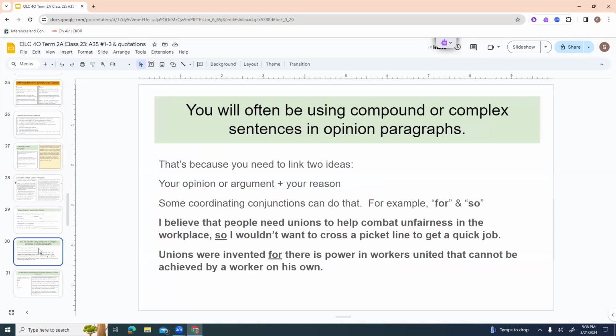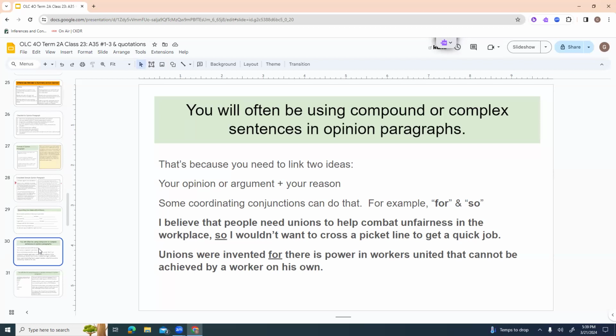So in this kind of writing, you're often going to be using compound or complex sentences because you're trying to link two ideas, your opinion plus your reason. So coordinating conjunctions can do that. For example, for or so. So for example, I believe, that's my opinion, that people need unions to help combat unfairness in the workplace. So I wouldn't want to cross a picket line to get a quick job, right? So I'm giving my opinion and I'm giving the reason for it.